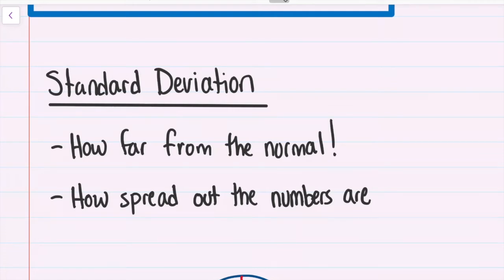What is standard deviation? It's basically in the word. Standard: what is the normal? And deviation is how far you move away from the normal. So we want to know how big is the spread from the average and further out.